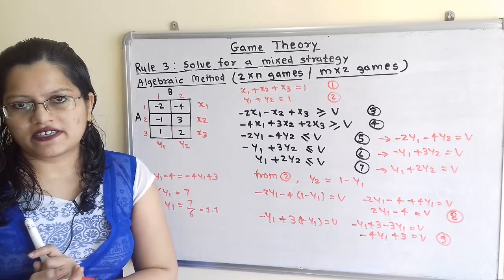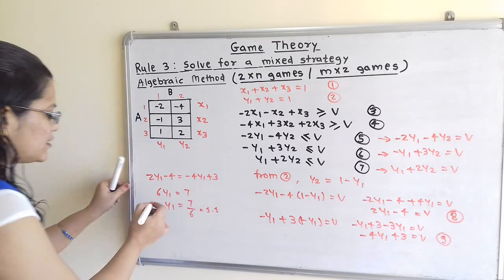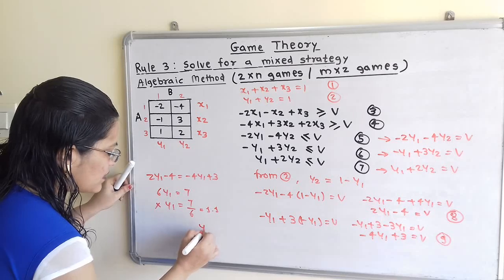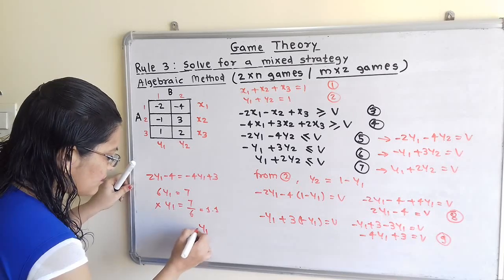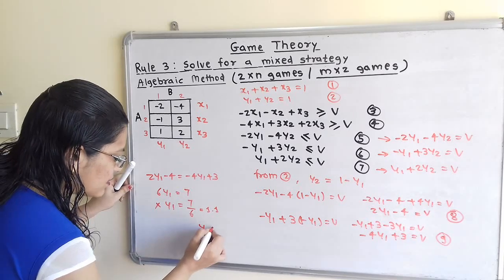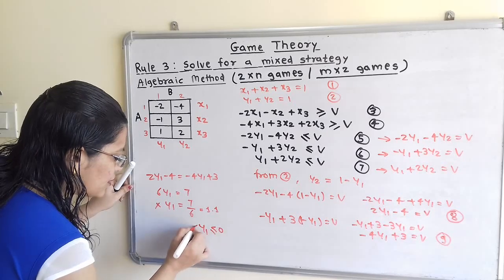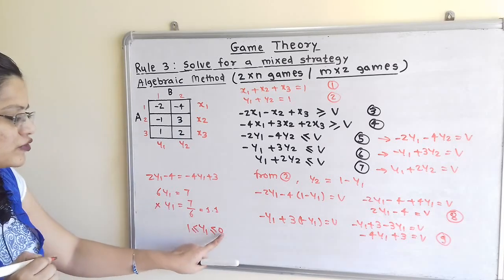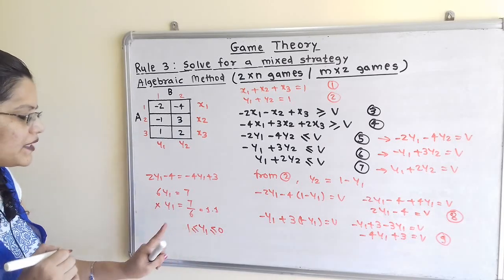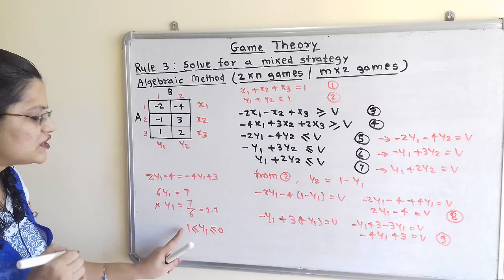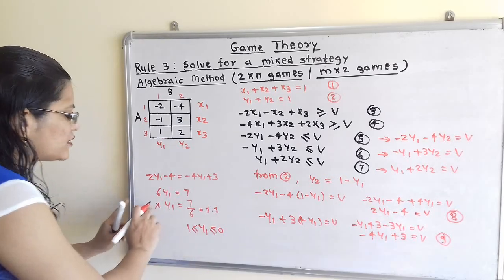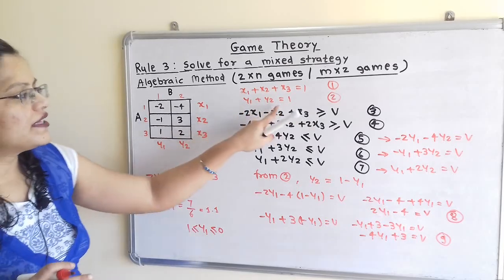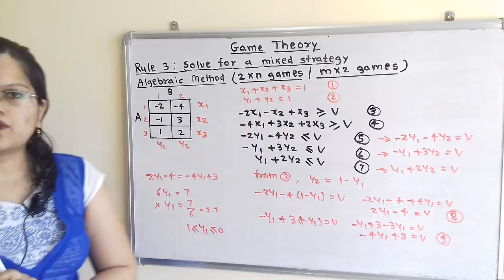Now if we put this value of y1 in this equation number 2, then there is an inequality. That is, this value is not correct, because the value of y1 should be between 0 and 1. So y1 should be 0, or y1 should be 1, or it should be in between 0 and 1. So this value is not correct, because if we put the value of y1 in this equation, then it cannot be equated to 1.